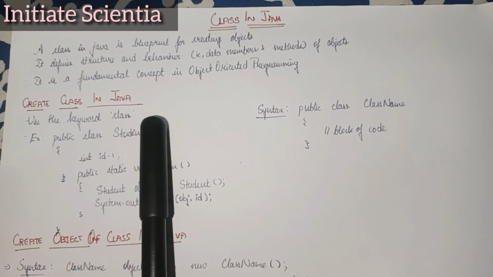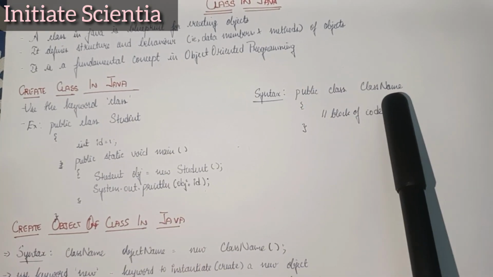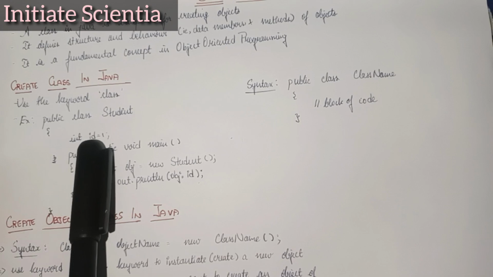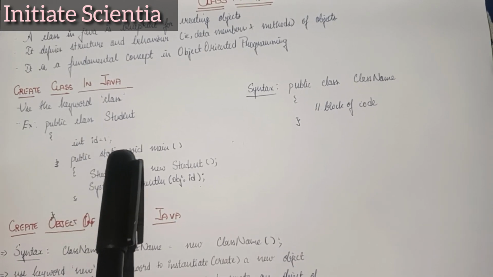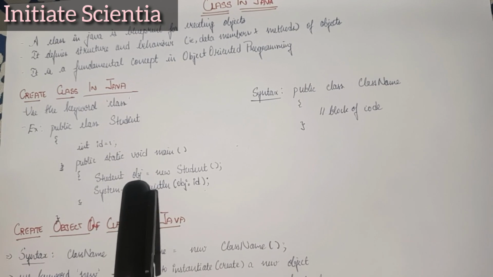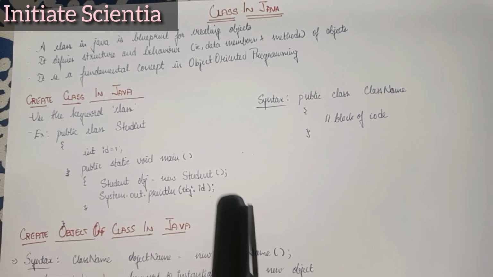To create a class in Java, we use the keyword class. Syntax is public class, class name, and the block of code. Example: public class Student, int id is 1. You're having a method public static void main. Student object is new Student, and you're printing object.id, that is 1.